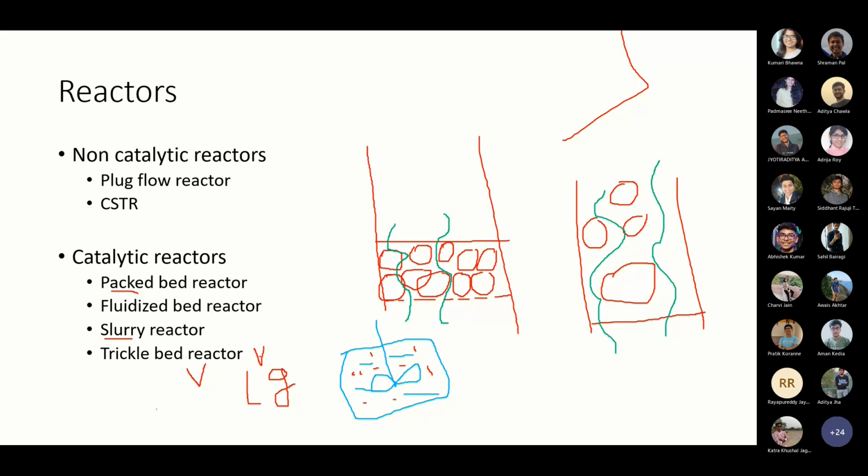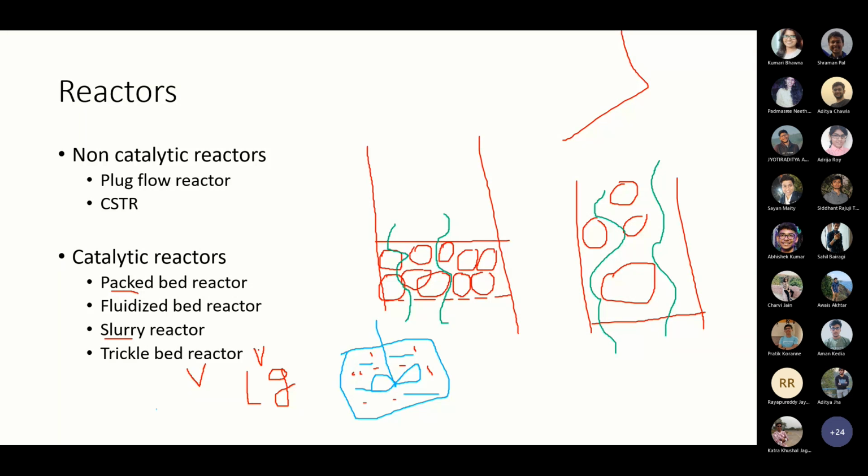A trickle bed reactor and a packed bed reactor look the same and react the same. The only difference is that in the trickle bed reactor the flow is like trickling. Trickling means very, very low flow rates. So the total dynamics will change. That they will discuss in CRE. I don't want to discuss what the dynamics change is, but I'm giving a quick view.